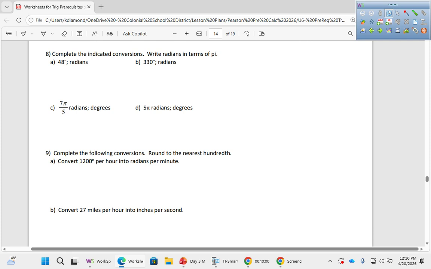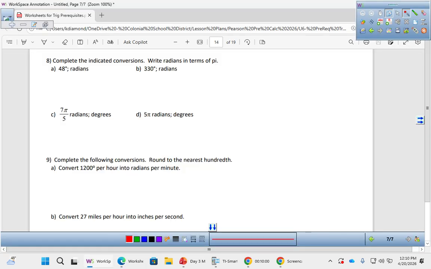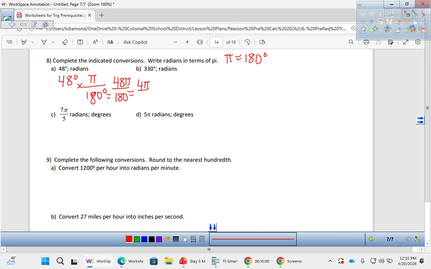All right, and now we're into conversions. What we need to know is that pi radians is equal to 180 degrees. So if I have degrees, and I want the degrees to cancel out, I need to put the degrees of that conversion in the bottom and the radians in the top. And then I multiply straight across. So I end up with 48 pi over 180. And then I'm just going to do 48 divided by 180, math, enter, enter, and simplify that fraction. So it's 4 pi over 15.